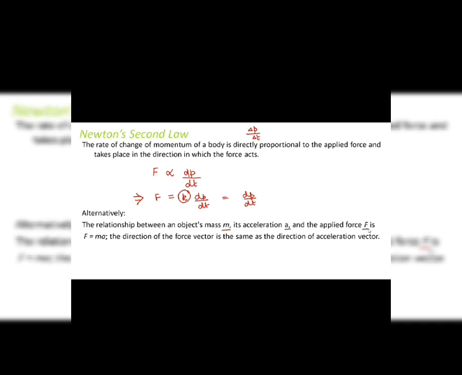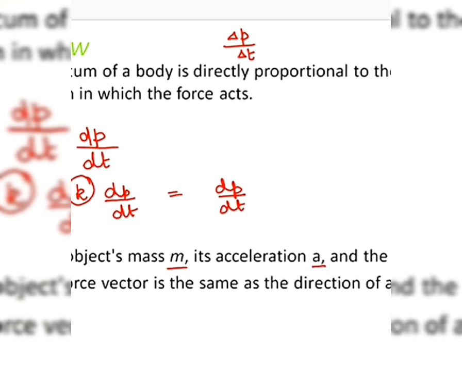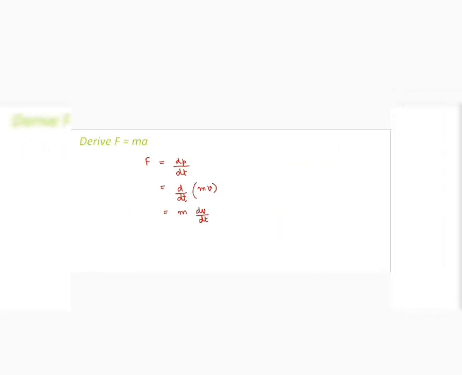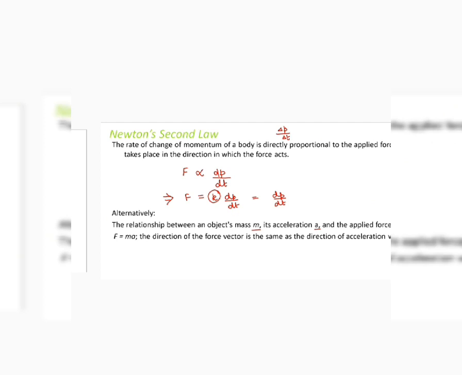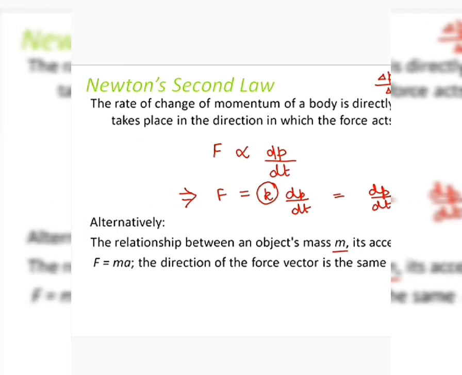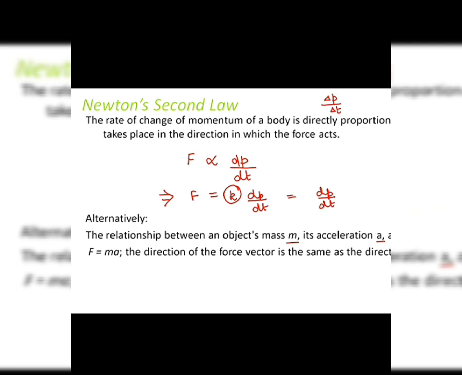So the statement F is directly proportional to dp by dt, and the other statement, F is equal to m into a, are actually the same. There are two statements, F is equivalent to dp by dt, and F is equivalent to m into a. They are both synonymous, you can say. We will try to derive this in the next slide, that F is equal to ma.